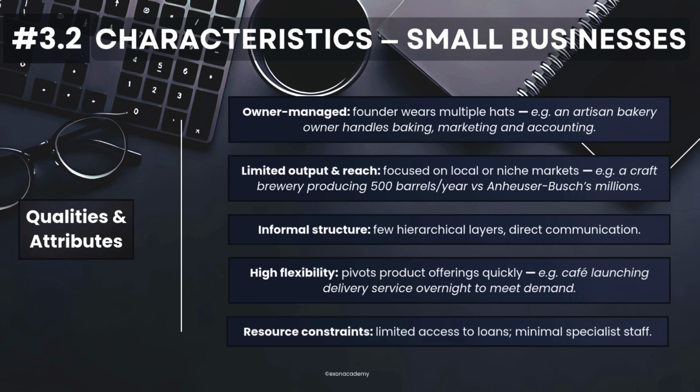The structure of small businesses tends to be informal and flat, meaning there are very few layers of management. Because of this, communication is direct and decisions can be made quickly. For example, if a cafe owner notices demand for home delivery, they might start offering it the very next day without needing any complex approvals.